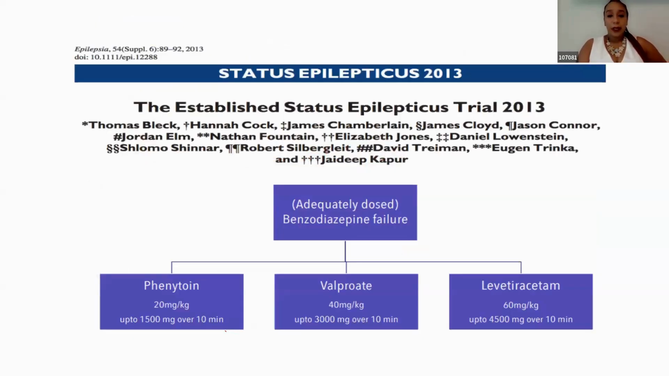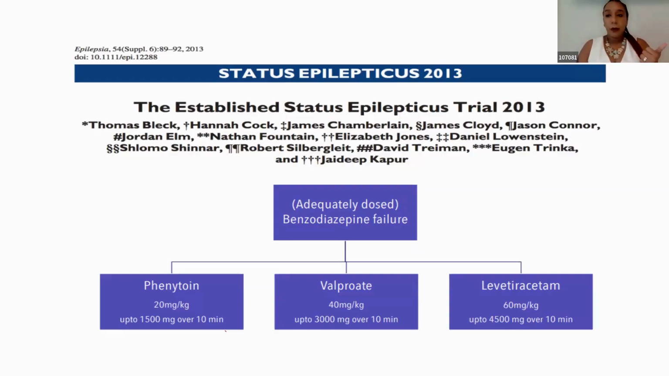So the Status Epilepticus trial in 2013 looked at giving a benzodiazepine at 0.1 milligram per kilogram, 4 milligram max, and then repeating it in 5 to 10 minutes. If your patients are still seizing, then you need to go to the second line drugs, right?